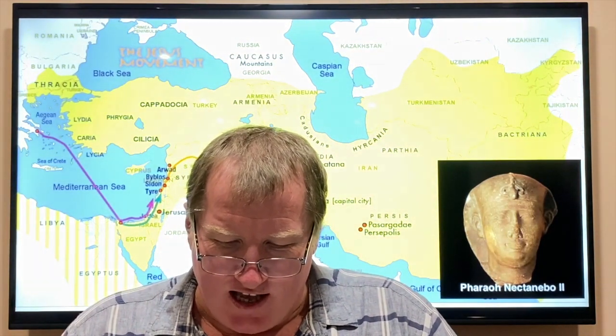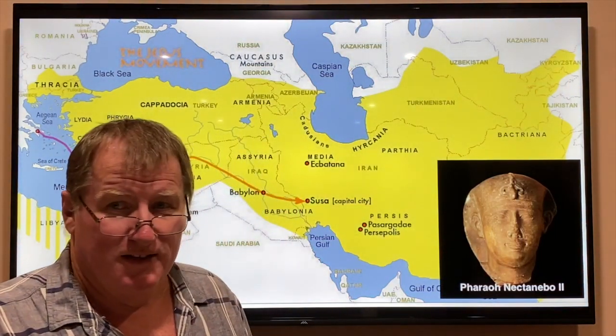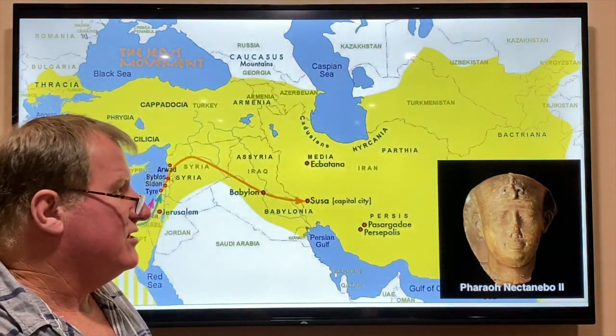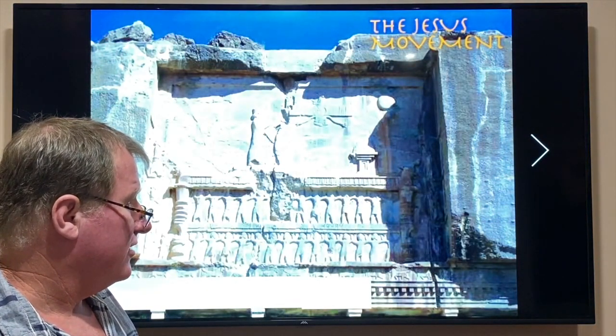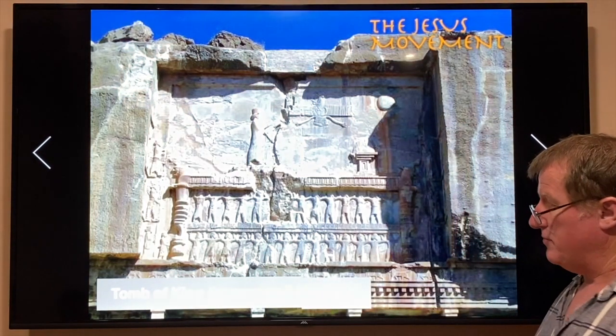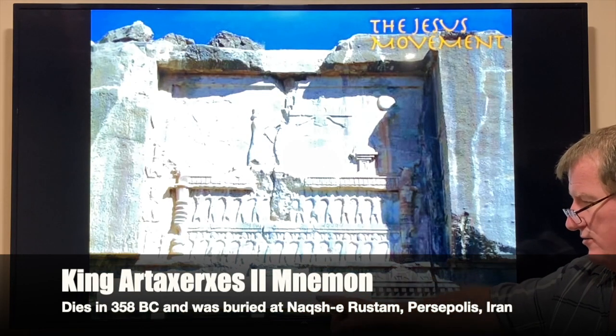So this not only safeguarded him against future plots, but also created fear of him amongst his subordinates. And so, I don't know that the Greeks or the Egyptians are going to have to do too much more, because, you know, the Persian Empire is imploding. So this picture here, this is actually the burial site or the tomb of King Artaxerxes II, who's called Memnon.